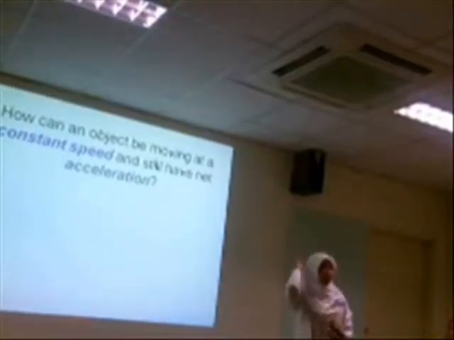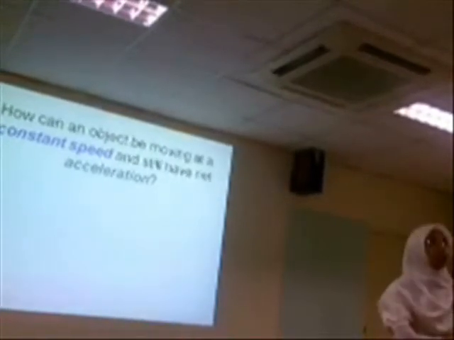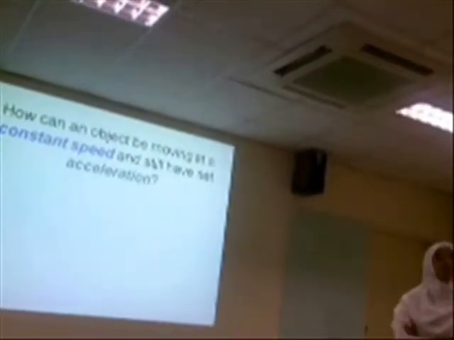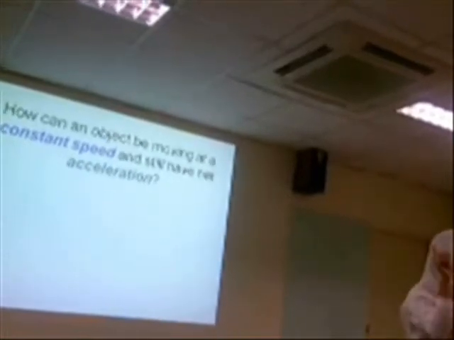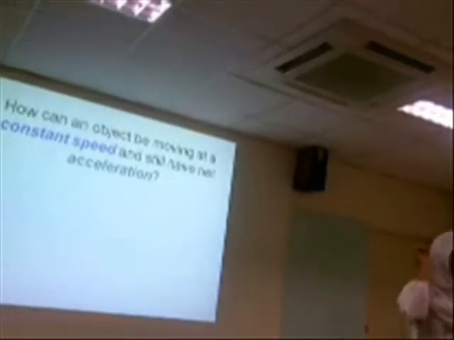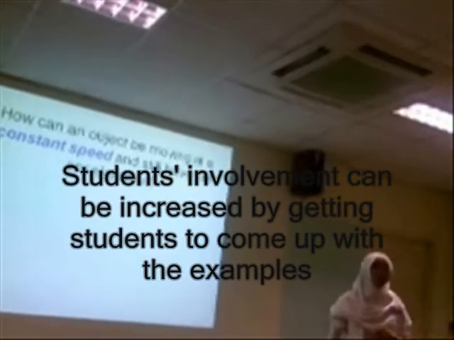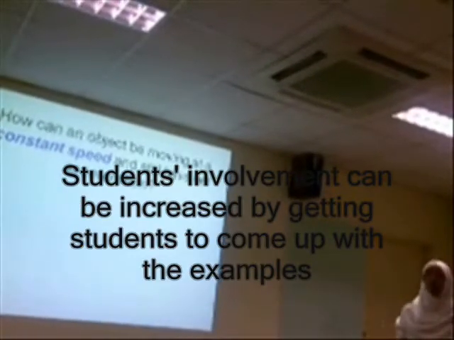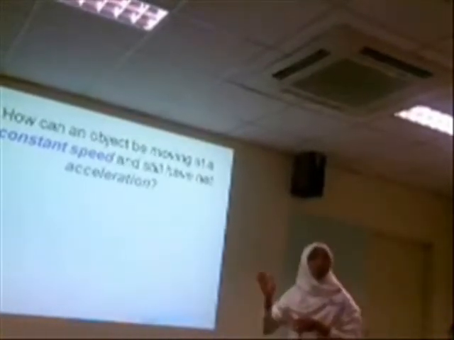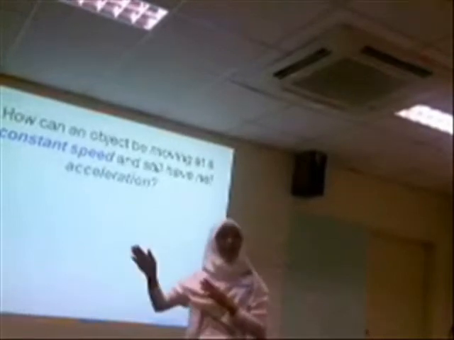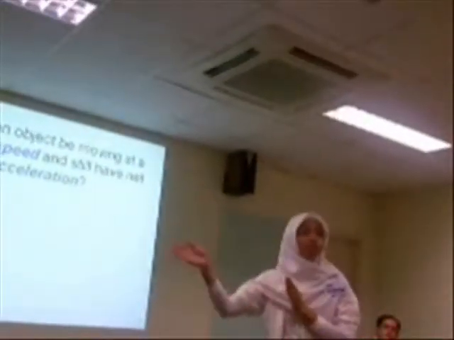Alright, now I have a question for you. How can an object be moving at a constant speed and still have net acceleration? Before you even answer this question, I want you to consider another question, a very typical O-level question. Example: a woman is walking at a constant speed in a straight line at 5 meters per second, in the same direction.